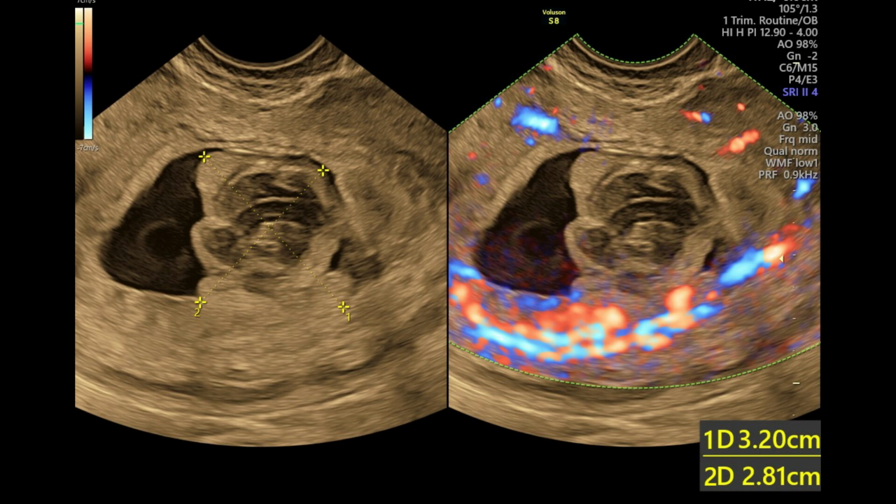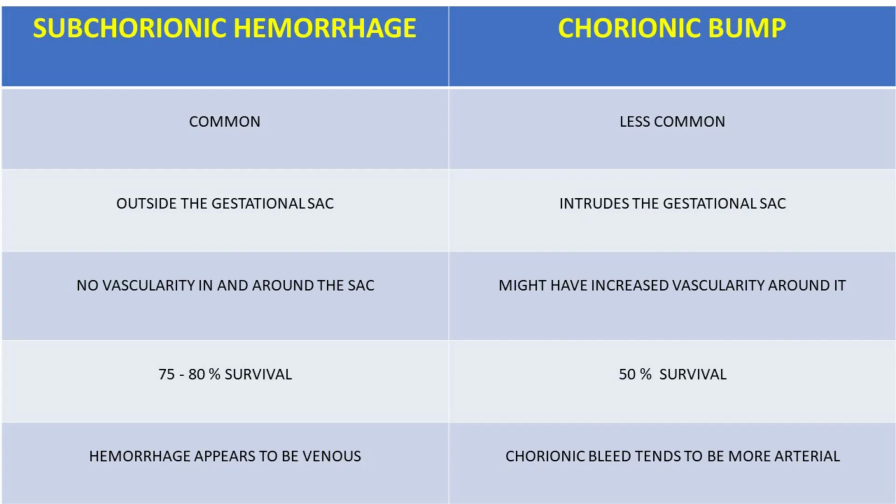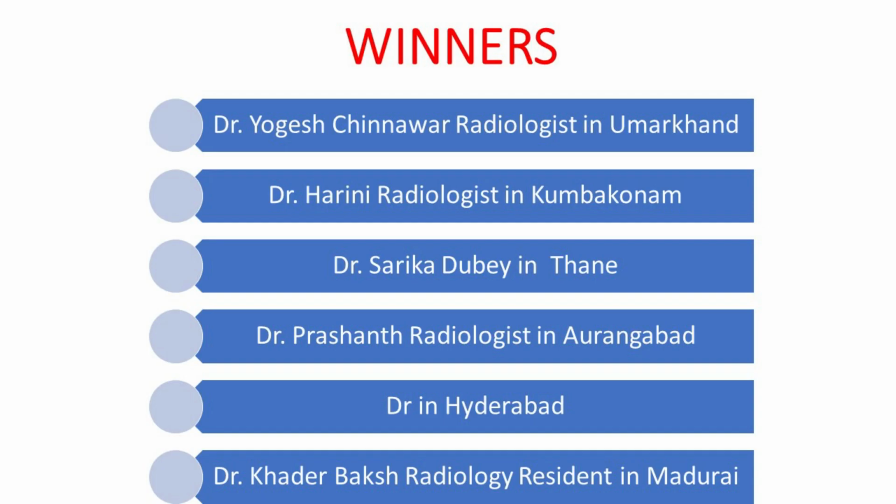In our case, larger subchorionic hemorrhage has better prognosis than chorionic bump, with the ratio of 80:50, meaning 80% can be saved in subchorionic hemorrhage, because the chorionic bump is due to an arterial bleed, so it will be difficult, and the subchorionic hemorrhage is due to a venous bleed.